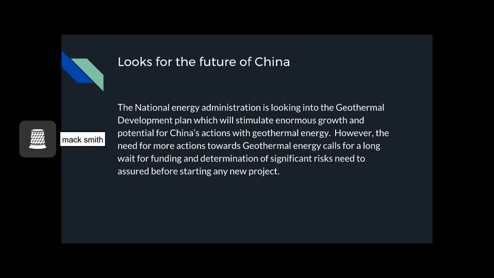For the future of China, the National Energy Administration is looking into the Geothermal Development Plan, which will stimulate enormous growth and potential for China's actions with geothermal energy. However, the need for more actions towards geothermal energy calls for a long wait for funding and determination of significant risks needed to be assured before starting any new projects.